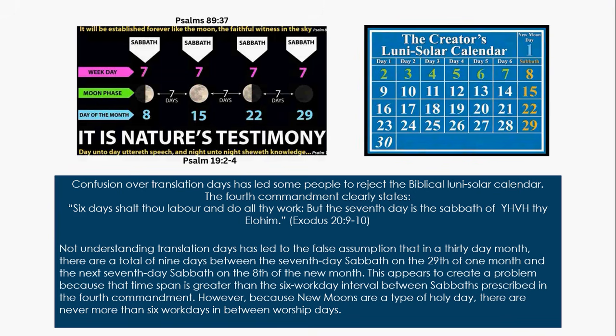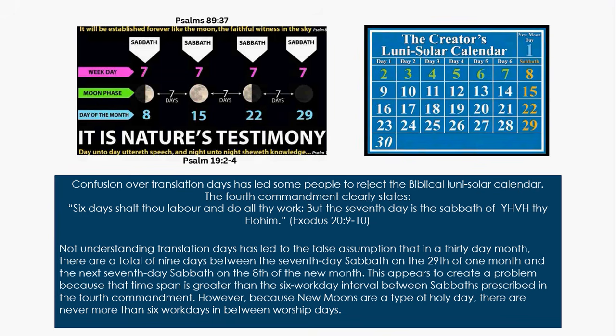So confusion over translation days has led some people to reject the biblical lunar solar calendar. And while we know the fourth commandment clearly states, six days shalt thou labor and do all thy work, but the seventh day is the Sabbath of Yah, thy Elohim. And that's the fourth commandment, Exodus 20:9 through 10.